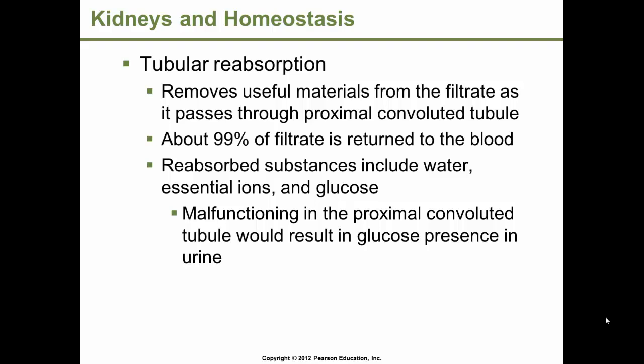Tubular reabsorption is going to remove the useful materials from the filtrate as it passes through the convoluted tubule. Everything that occurs through the glomerular capsule is a filtration process. Now we're moving to tubular reabsorption. The first call after the glomerular capsule is that substances that were not filtered out there will be reabsorbed as it passes first through the proximal convoluted tubule.